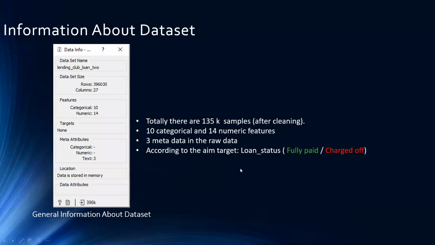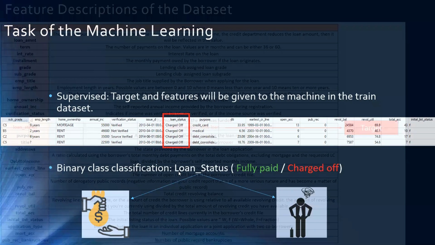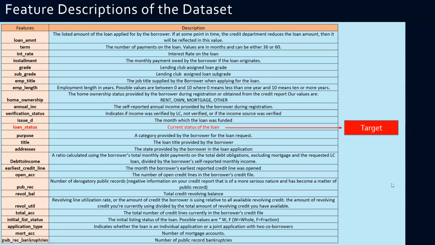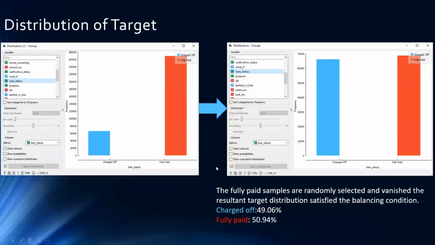This is the information about our data set. We cleaned our data set in EDA. Now we have 135K samples. And this is our feature description of the data set. And now you can see our data is fully balanced.